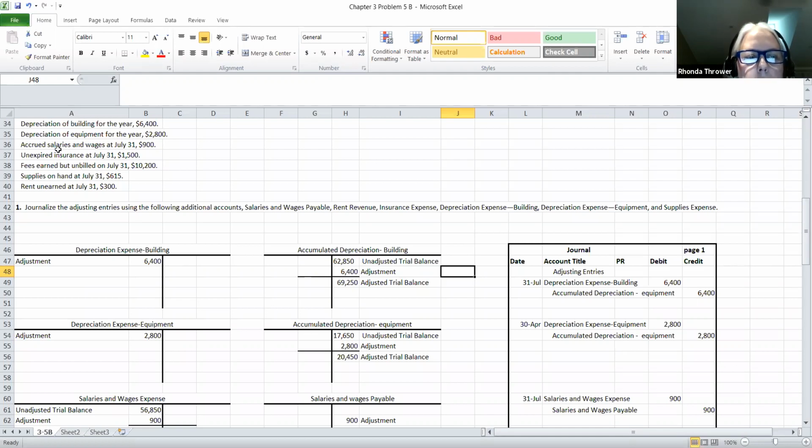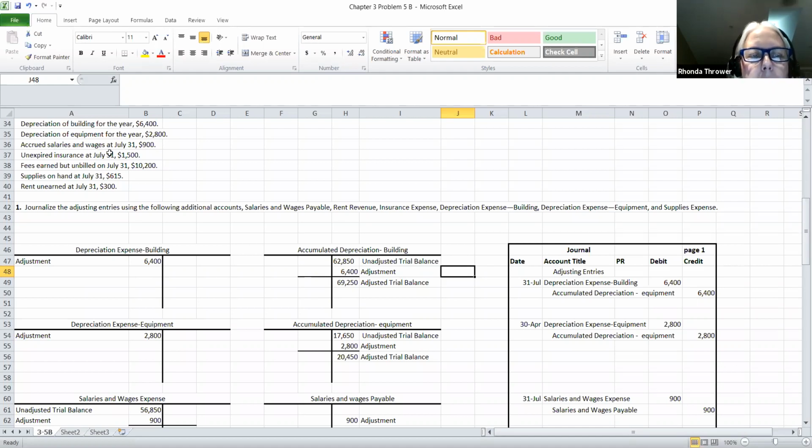The third type of adjusting entry is for accrued salaries and wages. Remember, there are two types of accruals. There are accrued expenses and there are accrued revenues. This fits the definition of an accrued expense. You have to know the definition of accrued expense. The definition of accrued expense is an expense that we have incurred during this accounting period that we have not recorded yet, and we owe it.